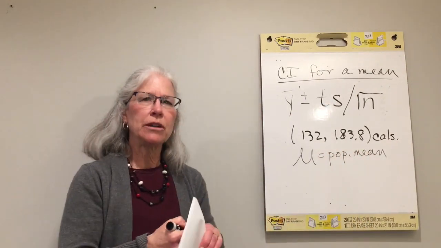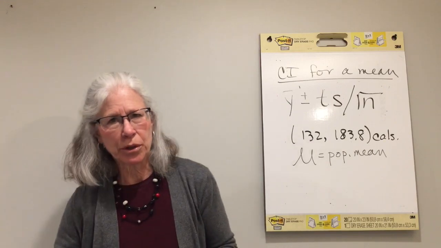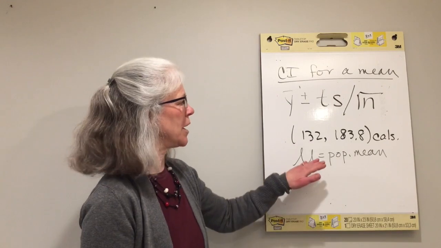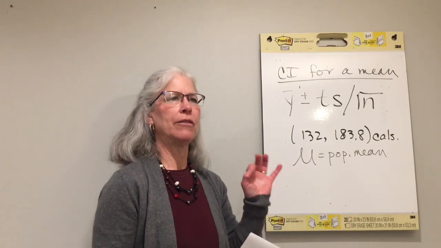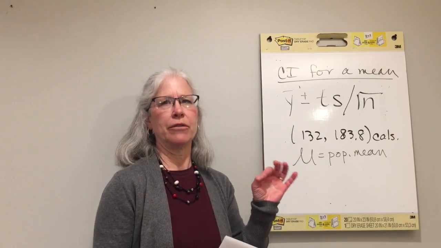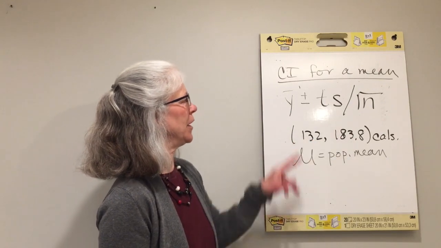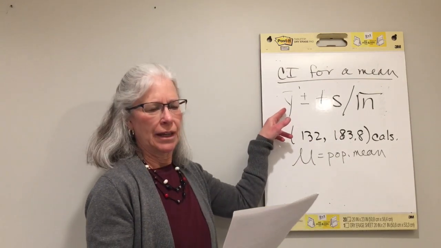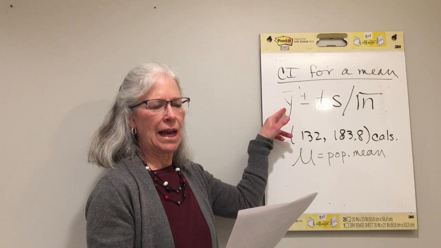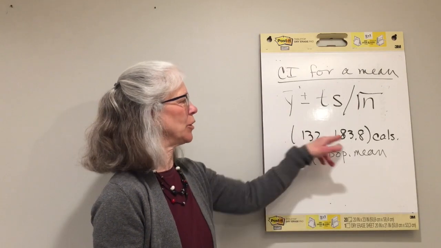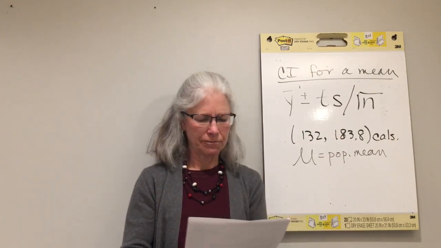Not individual yogurts, not other sample means from other samples of yogurts, but we think the population mean, the mean number of calories of all vanilla yogurts, is somewhere between 132 and 183.8. So we know our sample mean, 157.9. We do not know the population mean, but we think we know where to find it. It's somewhere in that range.